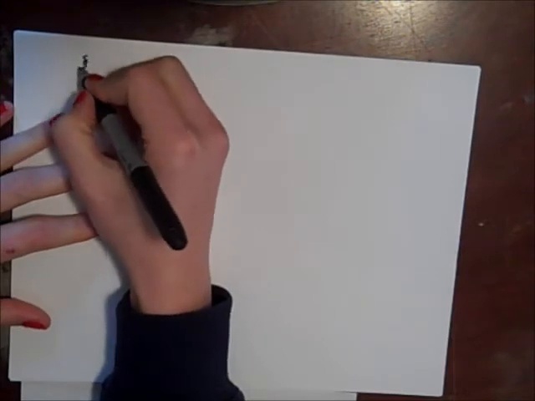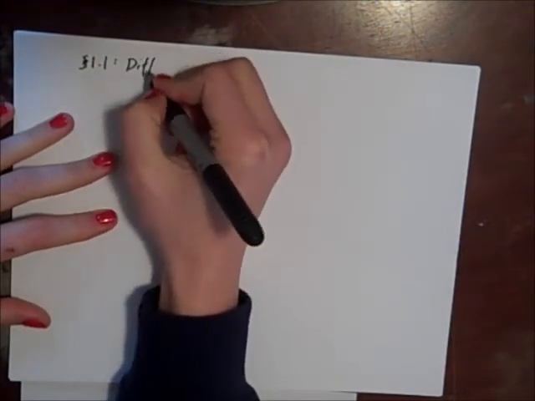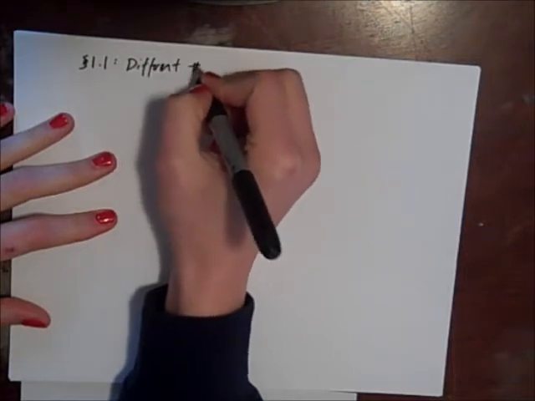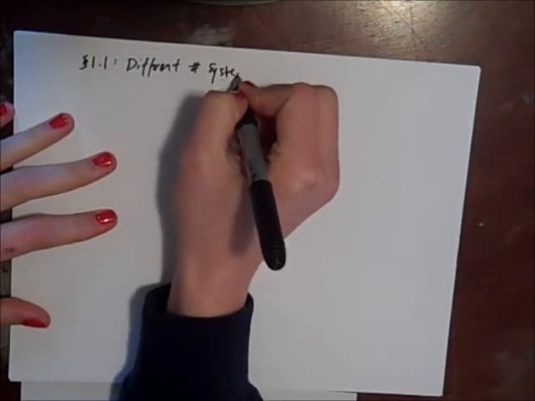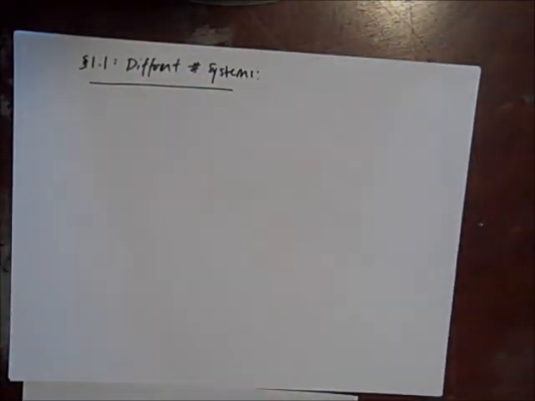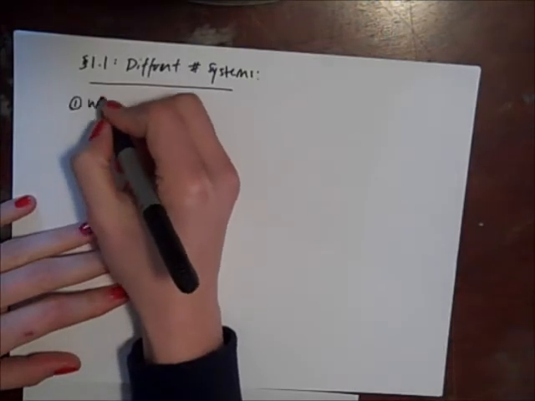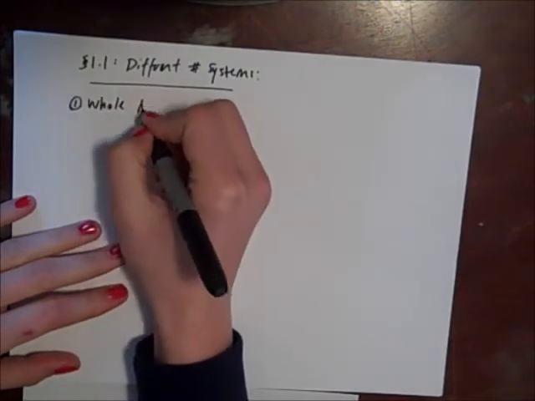So in this first section, we're going to go over real numbers and different number systems. So this is in section 1.1, and we're going to talk about different number systems. The most basic number system that we probably all know are the whole numbers. So the first one we're going to talk about are whole numbers.